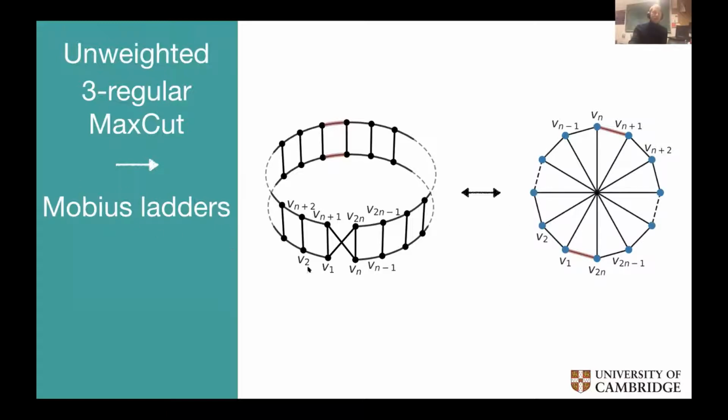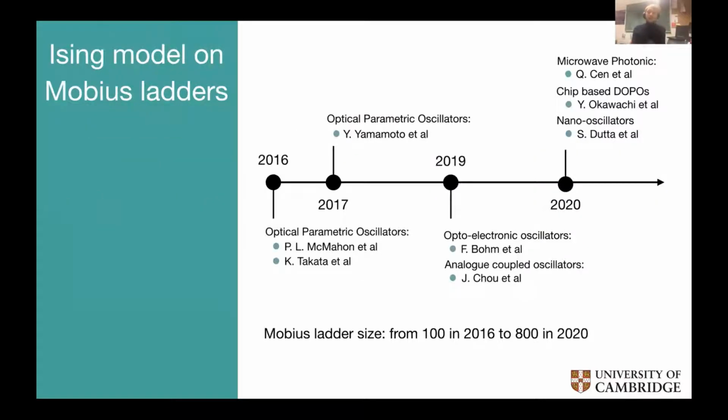And the choice of Mobius ladders is not a random choice. If you check the literature, it turned out that these graphs were very popular over the last few years. They were first introduced in a great pioneering work in 2016 in optical parametric oscillators, and then were used for the last few years in many other physical systems, and optoelectronic oscillators were introduced last year in 2019, and this year many more works have used them as well. The size of the problems that can be tackled with these various physical systems was also increasing over the years, from 100 in 2016 to 800 in 2020.